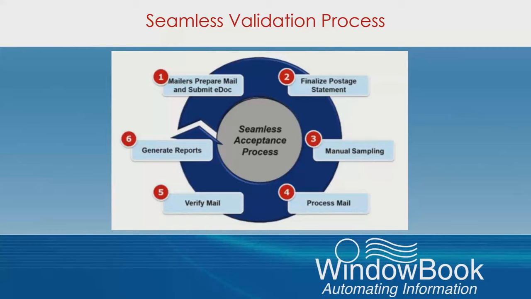Now, this is a visual of how the mail verification process works once you go into Seamless Full. So the mailers will prepare the mail and submit the e-doc, which upon successful submission will automatically finalize the statement. Then the Postal Service will do the manual sampling at various points, also do the sampling as they process the mail, and that will result in some verification. That will then generate the reports, the mailer scorecard information that you're probably already familiar with.